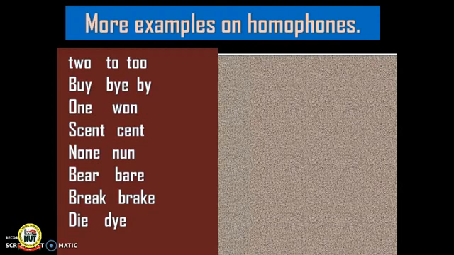Then the next one you have one, like number 1, and won, like we won the game. Past tense of win, won, we won the game. Alright, then the next one you have scent, and you have cents. This scent is like the fragrance you get from perfume or something. Then this cents is like money, 2 cents, 3 cents.